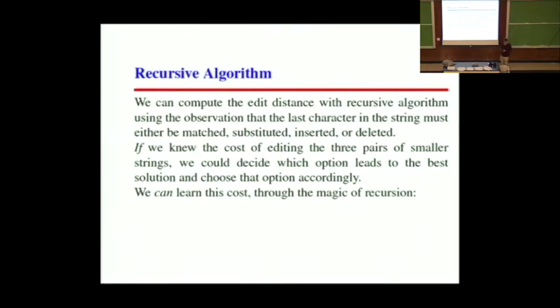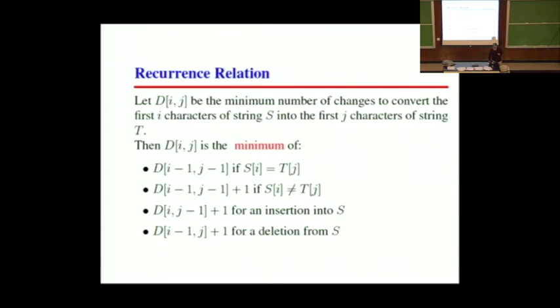Okay. So we're going to learn this through the magic of recursion. And let me show you this, because this is going to lead to a very, very simple recurrence. First, we need to have written in English what our function is. Let d(i,j) be the minimum number of character changes to convert the first i characters of string S into the first j characters of string T.